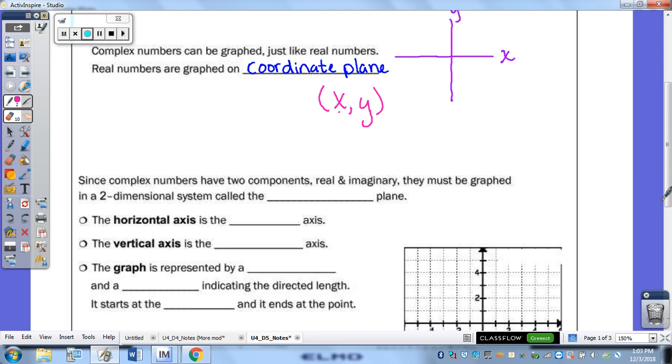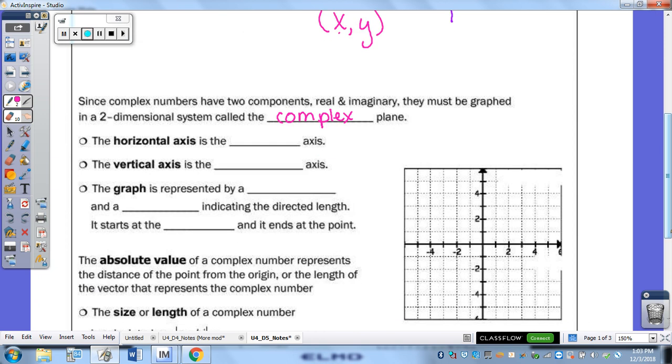Since complex numbers have two components, the real and the imaginary component, they must be graphed in a two-dimensional system called the complex plane. If you look over here to the right, this is an example of the complex plane, which I know looks exactly like what you've been dealing with before. It looks just like your coordinate plane that we drew up above. The difference is, there's your x-axis. I know that's the same, that's not a difference. But the difference is your y's. That is your y-i axis, is what we call that.